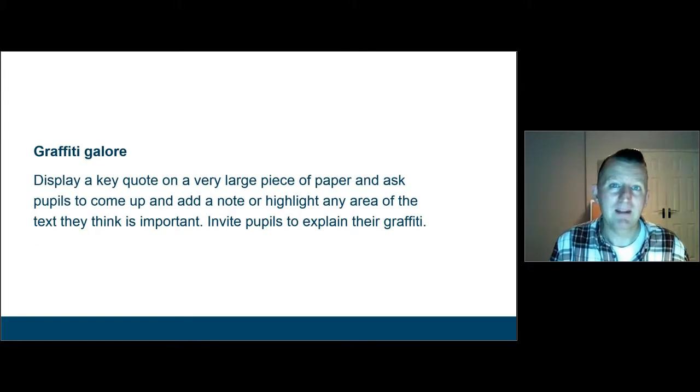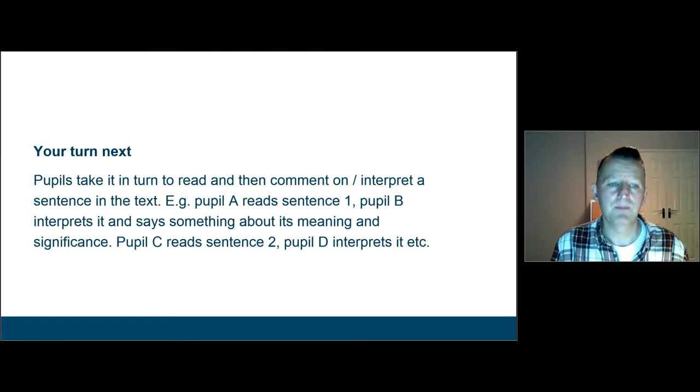But we can embed those kinds of questions into other more active learning strategies. So here's an example: display a key quote on a large piece of paper and ask pupils to come up and add a note or highlight any area of the text they think is important, and then invite them to explain their graffiti. So they're identifying what they think is important and then articulating their explanations to others.